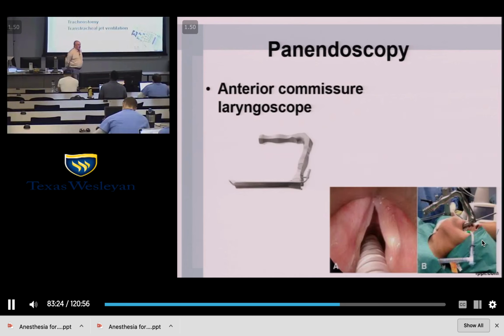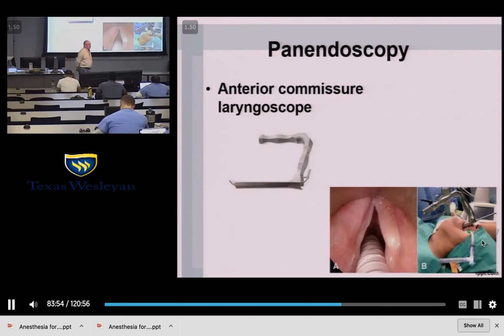This is what's called an anterior commissure laryngoscope. And what this is used for is doing a panendoscopy, all right? You see there on the left-hand side, it's used as a Miller blade, essentially. It's put in place as a Miller blade, and then the head is suspended on it, right? So you have to be cognizant of the extreme stimulation that this patient is going to have, right?